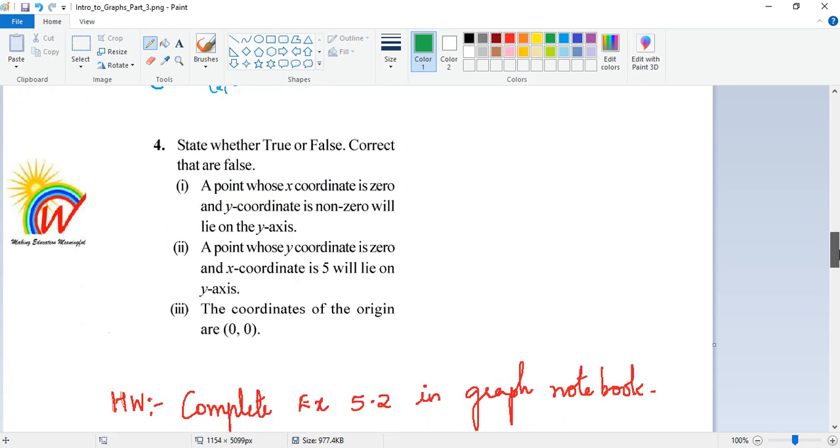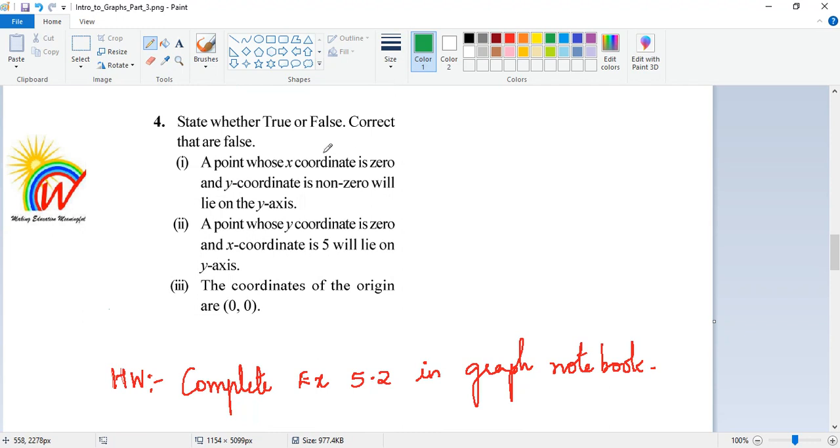Now state whether true or false, and correct it if false. A point whose x coordinate is 0 and y coordinate is non-zero will lie on the y-axis. If you have an x-axis and y-axis, a point which has its x coordinate as 0, and y is some number, we don't know what number, let us keep it as y itself. Where will it lie? It is 0 on the x-axis and y on the y-axis. Let's say 1 or 2 or 3 on the y-axis. So 0 and y, it will lie somewhere over here, right?